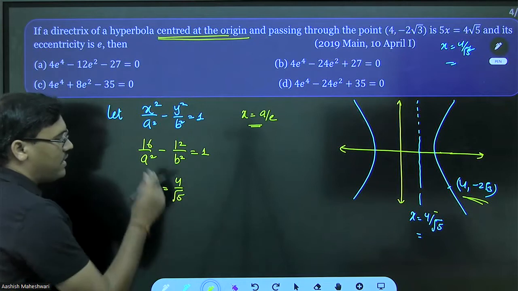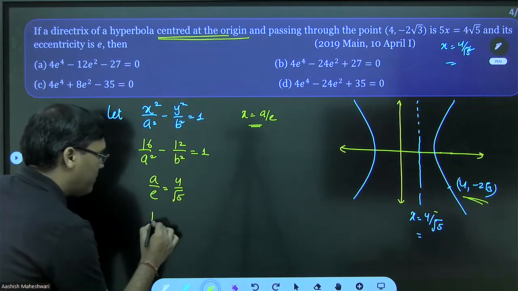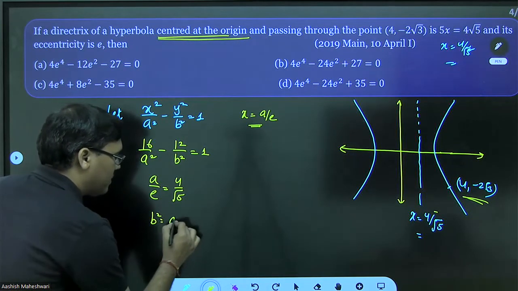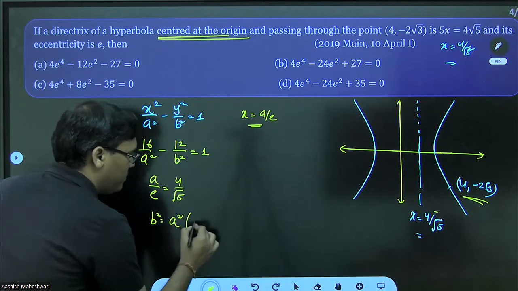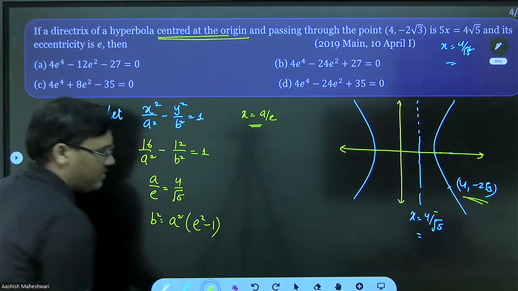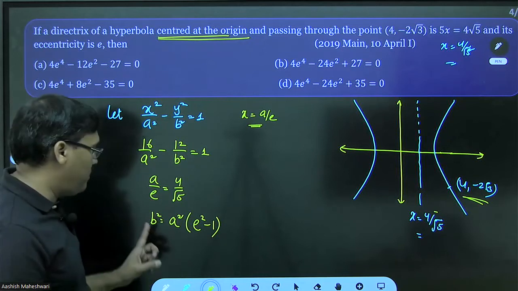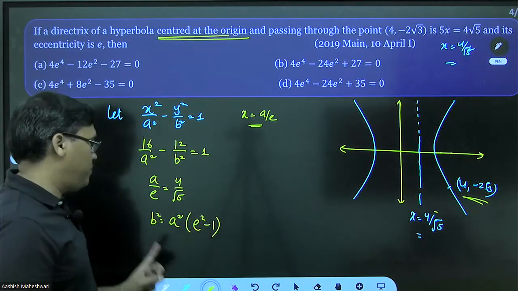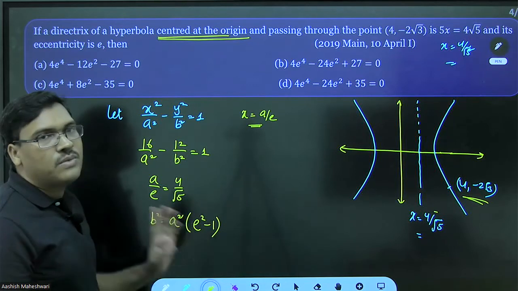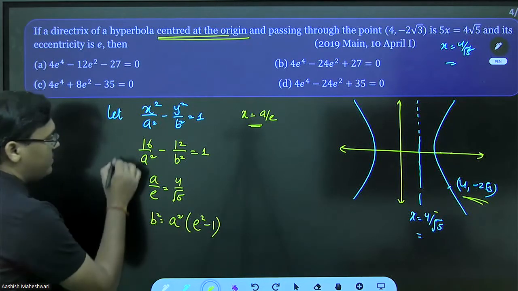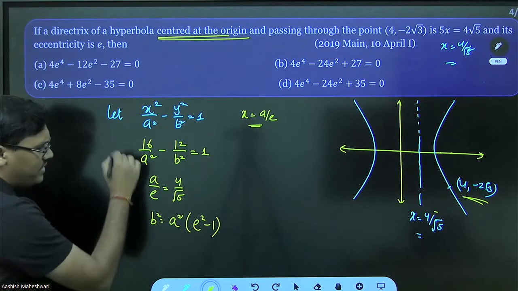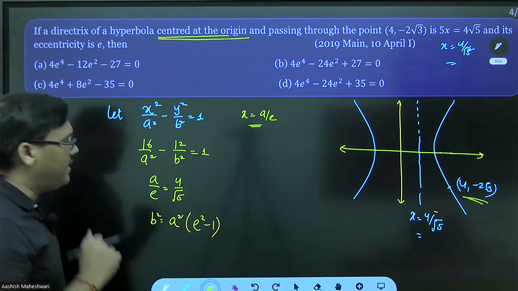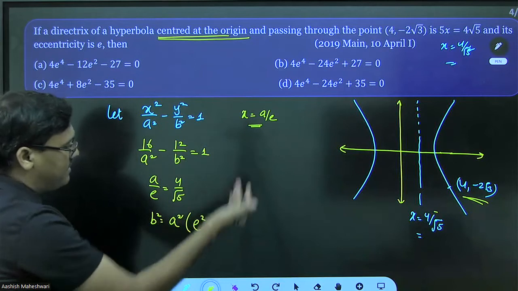What is the relation between a and b? This is b square is equal to a square into e square minus 1. Now we are talking about hyperbola, so for hyperbola b square is equal to a square, e square minus 1. In ellipse, this is b square is equal to a square, 1 minus e square. So now we have these three relations.